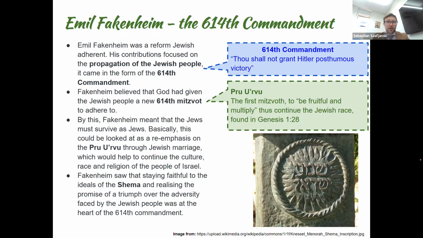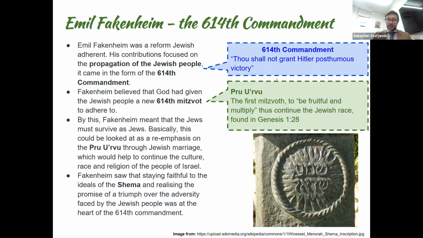He believed that God had given the Jewish people this new 614th mitzvah. And by this, he meant that Jews must survive as Jews. Basically, it could be looked at as a re-emphasis on the Pru Urvu. This word Pru Urvu refers to what some people would call the first commandment, the first mitzvah, to be fruitful and multiply, that God says to man in Genesis 1:28.